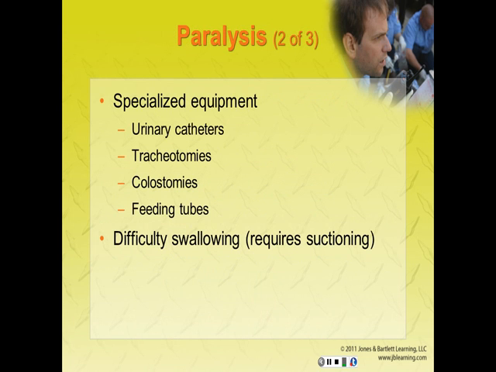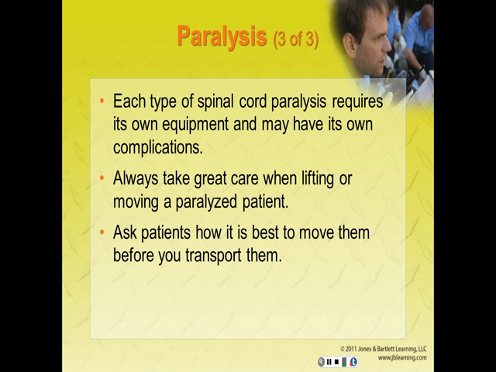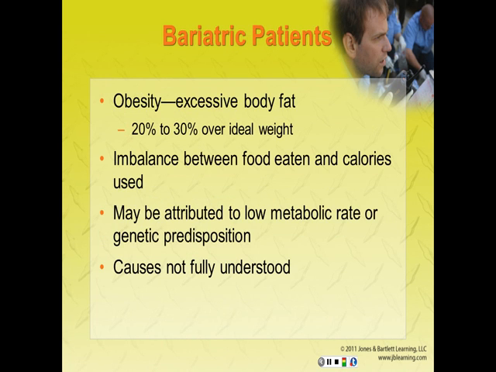Patients may have specialized equipment like urinary catheters, tracheotomies, colostomies, and feeding tubes. They may also have difficulty swallowing, which will create the need for suctioning. Each type of spinal cord paralysis requires its own equipment and may have its own complications, and always take great care when you lift or move a paralyzed patient. You should ask the patients or their caregivers how it is best to move them before you provide transport.